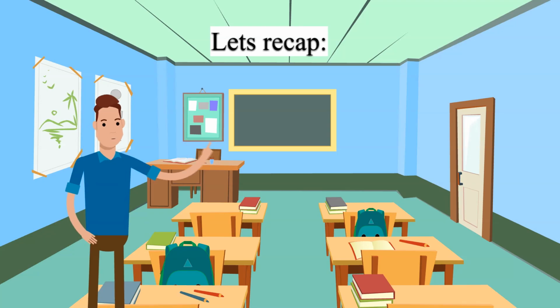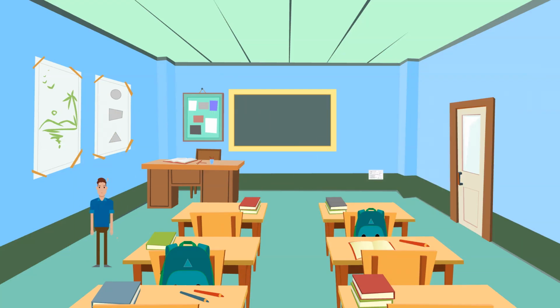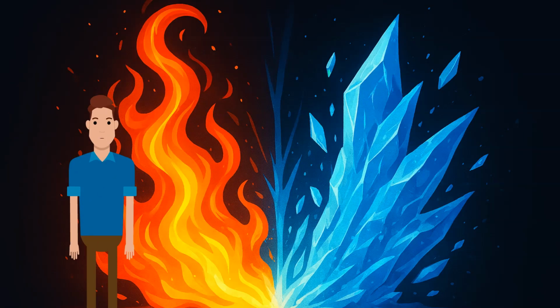So, let's review. Always label diagrams clearly, watch your signs. Positive or negative for delta H. Use consistent units, energy in joules or kilojoules. Practice Hess's law rearrangements. Remember the following: breaking bonds absorbs, forming bonds releases. And that's chemical energetics made simple.